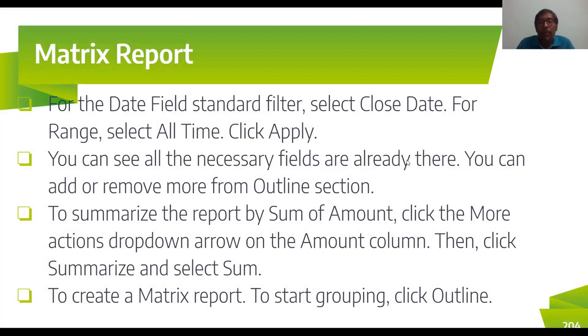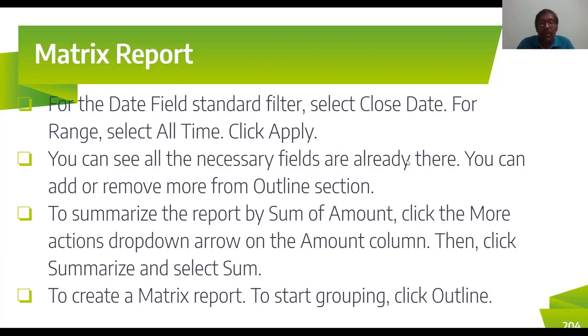From the date field, I'm going to select close date, and range is going to be all times. I'm going to select it, and then you can see all the necessary fields are already there. You can add or remove some more, or you can go to outline and add some more fields. You can add it here, and then you're going to summarize the amount column.